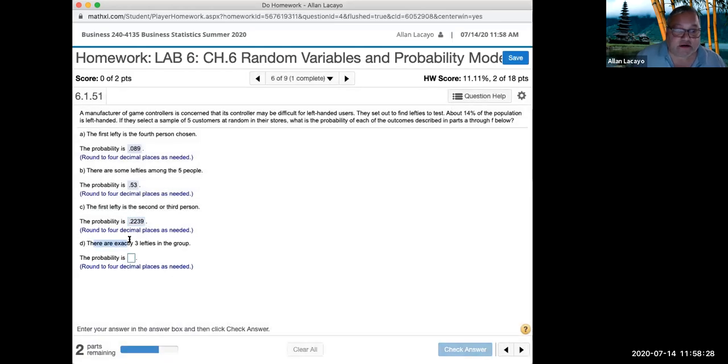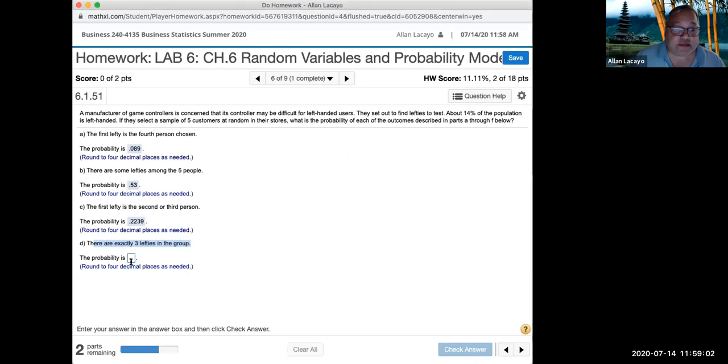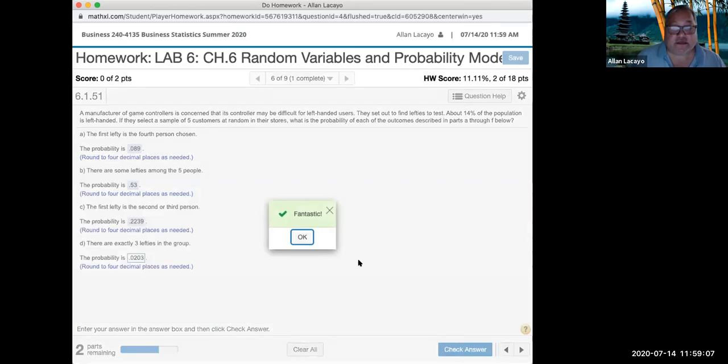And then when it says there are exactly 3 lefties in the group, we're no longer talking about the first lefty. Now we're talking about a group of lefties in the group of 5. And so I have to go back to the binomial calculator in this case, and 3 lefties exactly would mean x equals 3 out of 5. And that's a very low probability. It's 0.0203. 2% is a very low chance. So we go back to the assignment and put here 0.0203 and check the answer. And of course it's right.